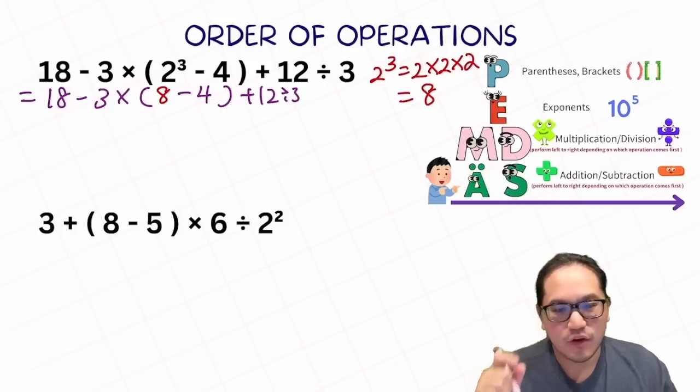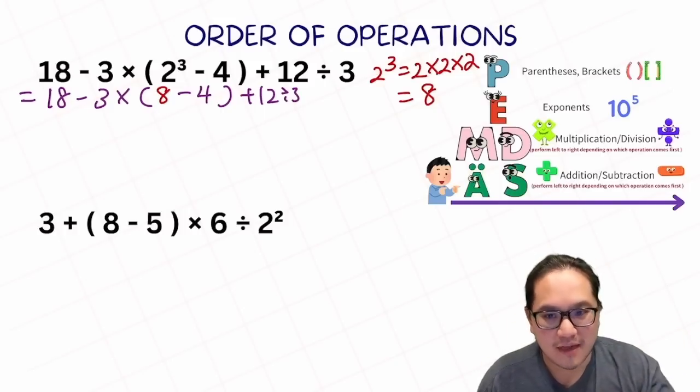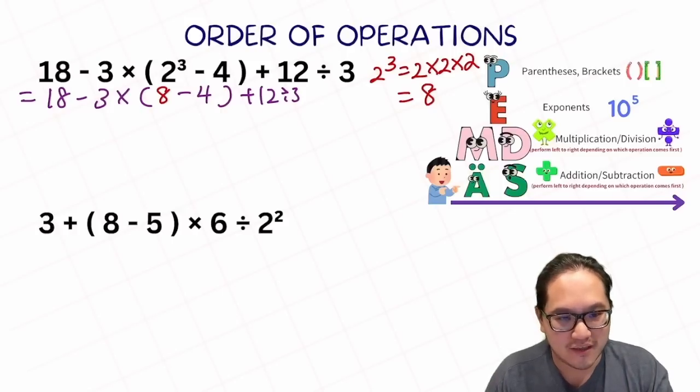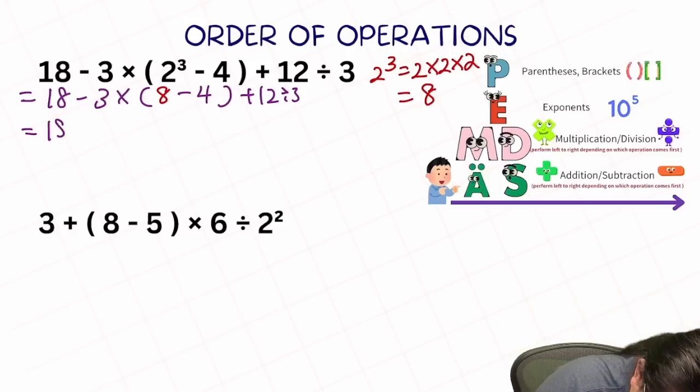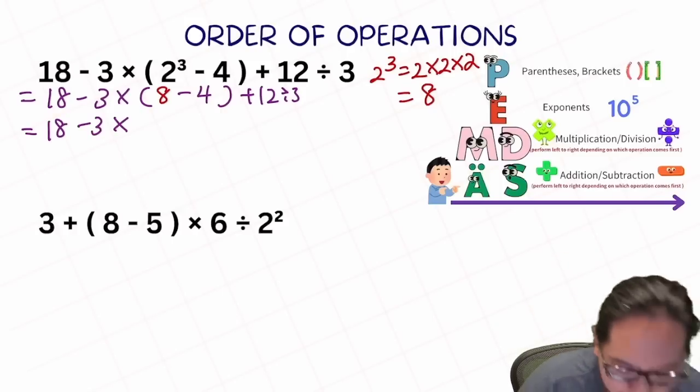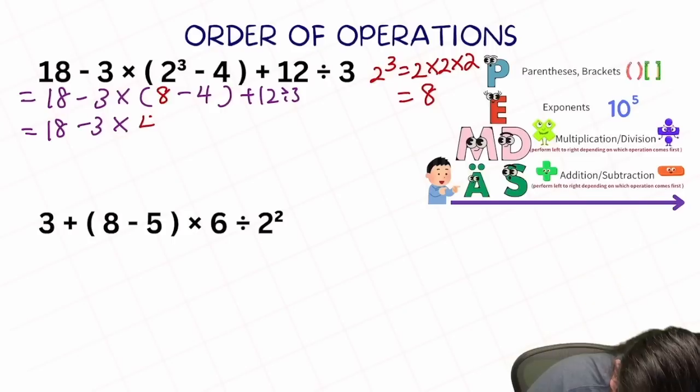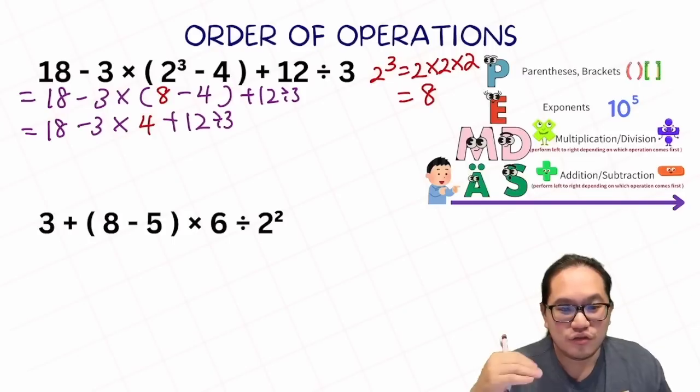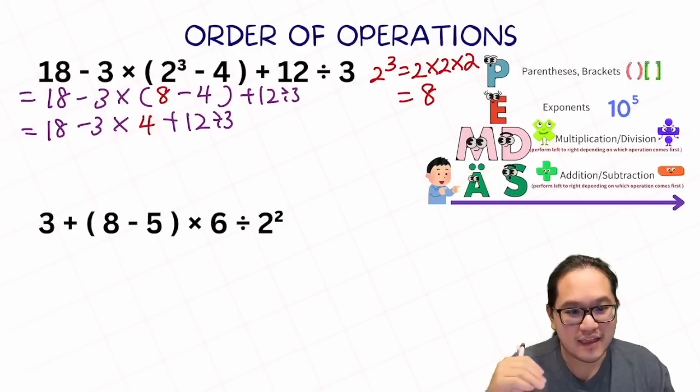3. And since we only took care of the exponent on this step, we still need to continue to do the parentheses next, right? So let's do this. 18 minus 3 multiplied by 8 minus 4 is equal to 4. And then drag the rest of them out. 12 divided by 3. So now we have cleaned up both parentheses and exponent. We can do multiplication and division, right?